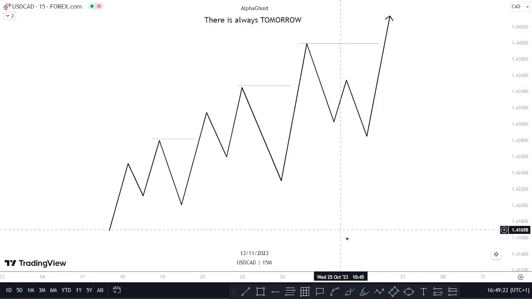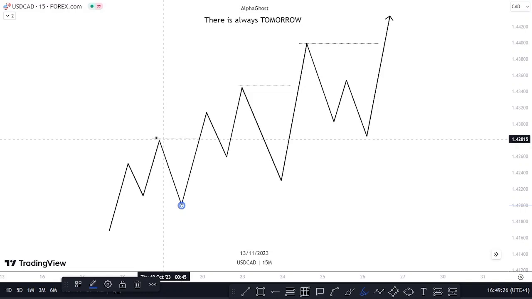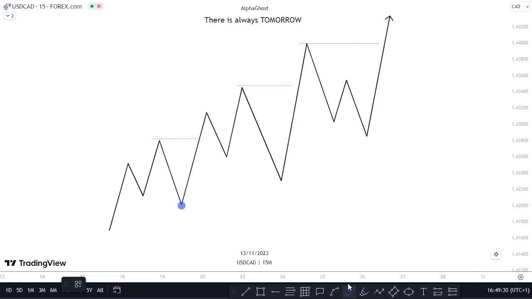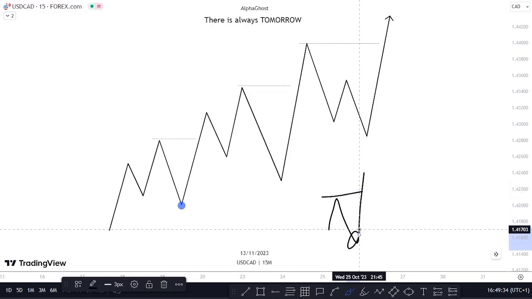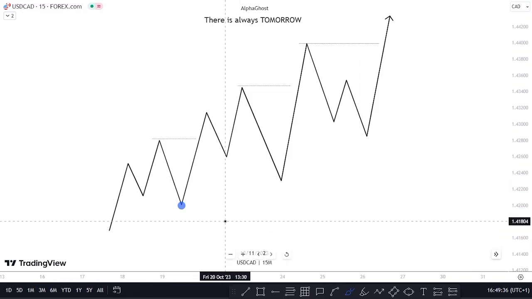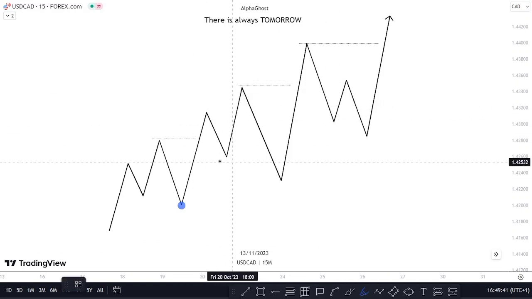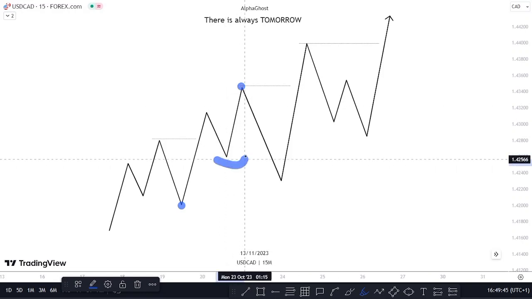So let's get into it. Now this low took out this high. That's my confirmation of a low. My low needs to take out a structure to confirm it. Now, for me to confirm a high, I need this high to take out a form of liquidity. So the moment price takes out this liquidity, I know I've confirmed my high.